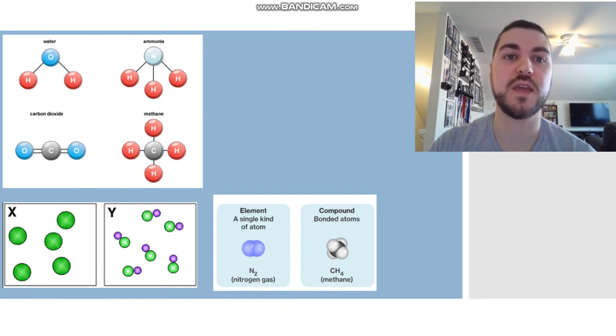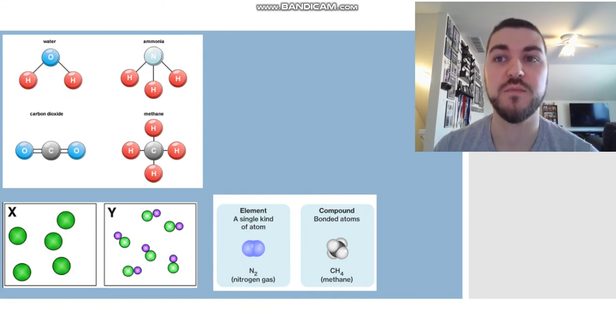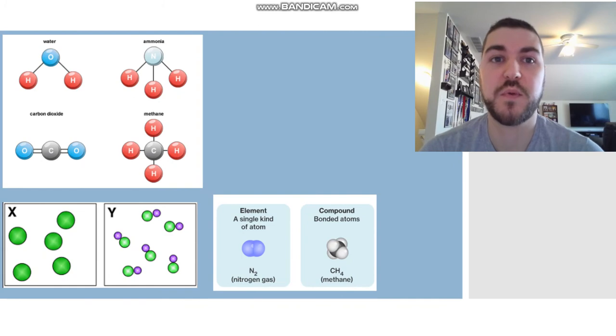Ammonia's sort of the same way. It's got three H's and one N. It's got three hydrogen atoms and one nitrogen atom. So it's made up of multiple elements. So it's considered a compound. I can chemically separate these atoms. I can break these bonds and break them up into their components. That's what makes it a compound.